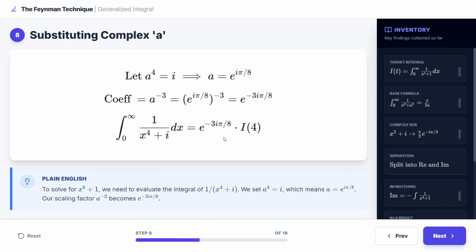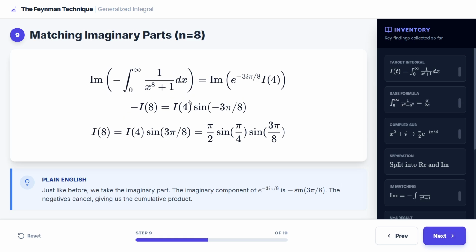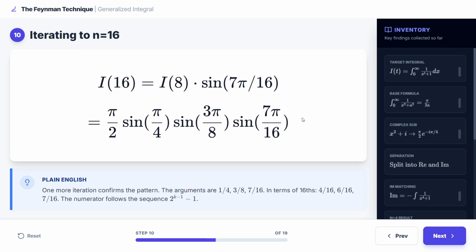So now let's plug in a to the 4th is equal to i. So we need a to equal e to the i pi over 8. And if we do the same tricks we did in the last step, we will see that this is true. And then we multiply top and bottom by the conjugate again. Again, we do the exact same thing that we did in the last step to get I of 8. And I of 8 is going to be this. And you should be noticing a pattern now. I of 16 is going to be this.